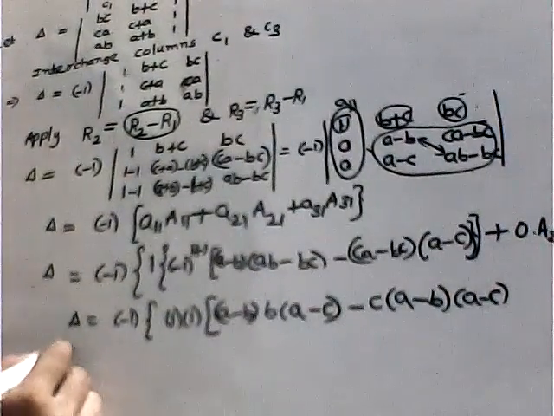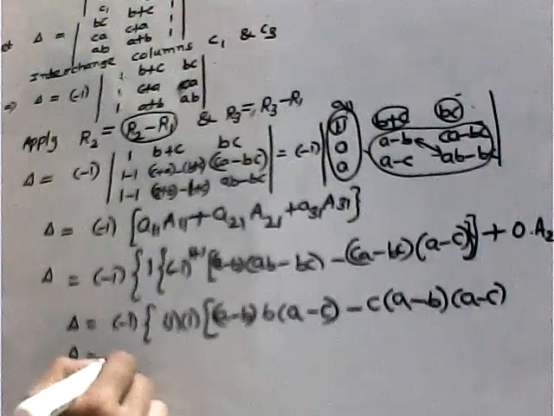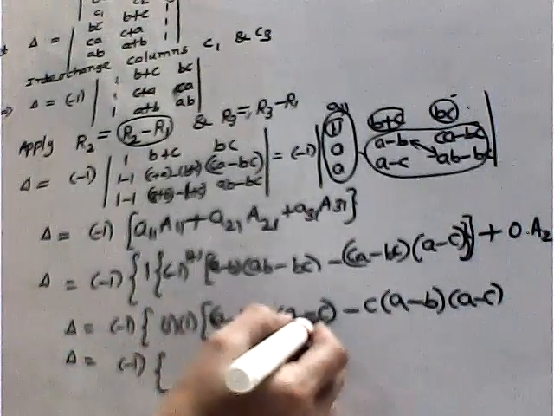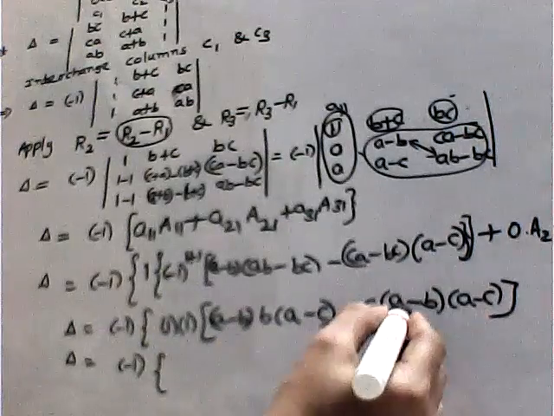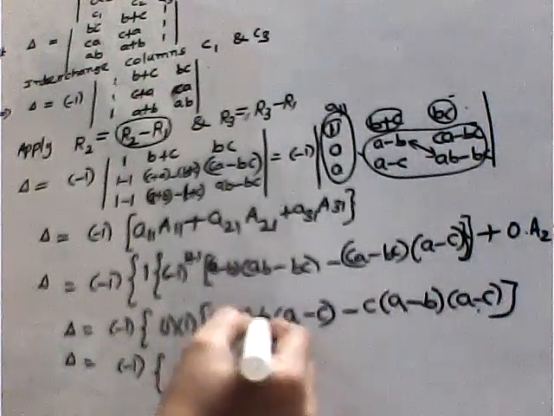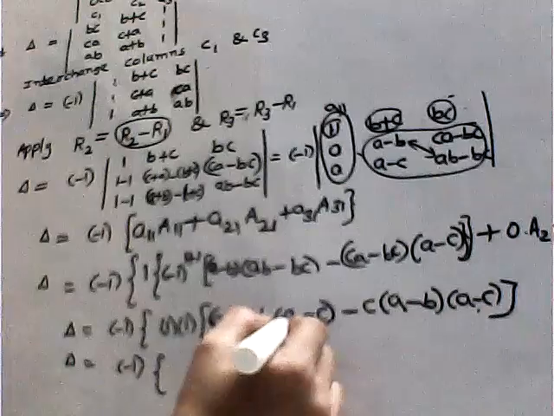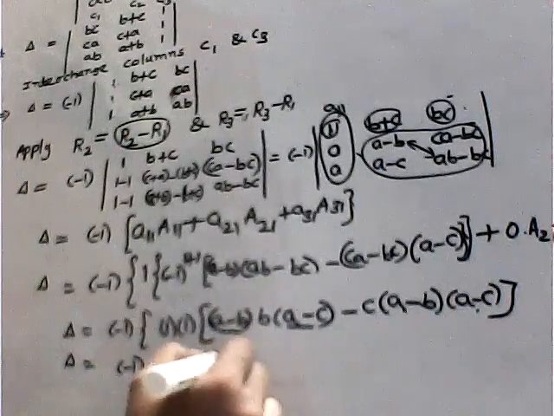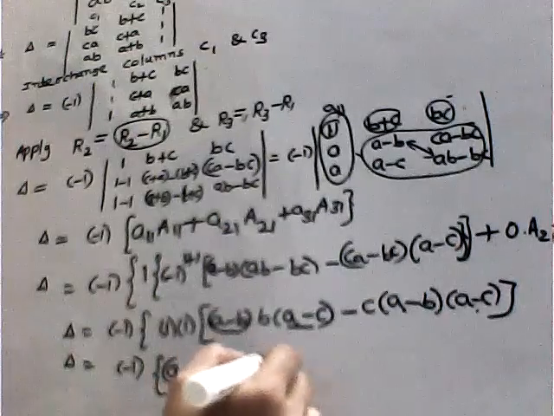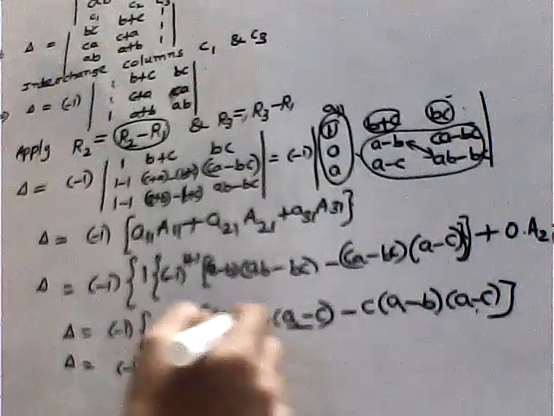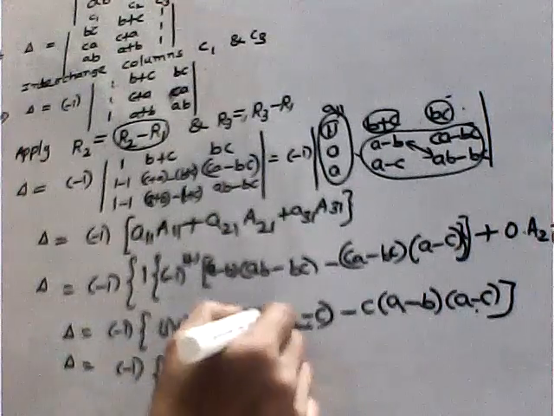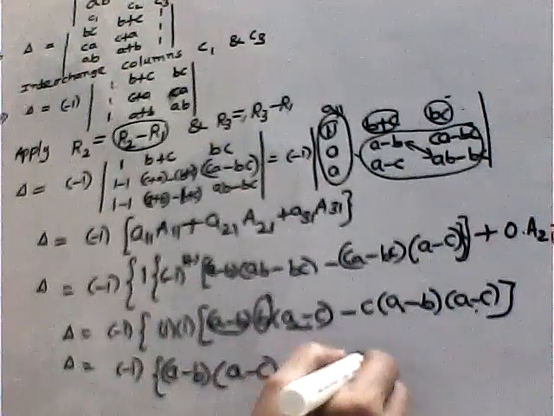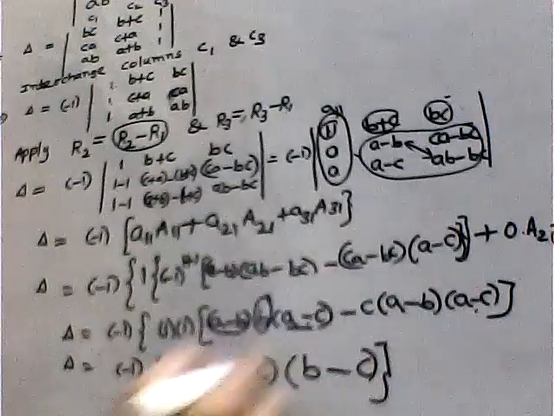Delta equals minus 1 into A minus B into A minus C, and here also A minus B into A minus C. Both terms are the same, so we take common A minus B into A minus C. The remaining terms are B and C, so we get B minus C.